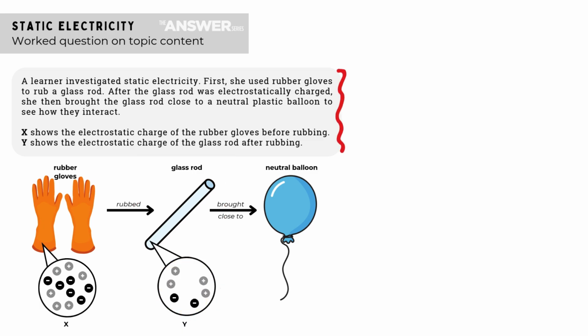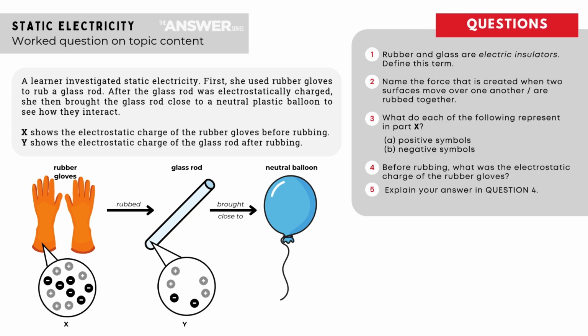So this question gives us a written account of the learner's experiment as well as a visual summary of what happened. Pause the video here and try to answer the questions yourself before we work through them together.